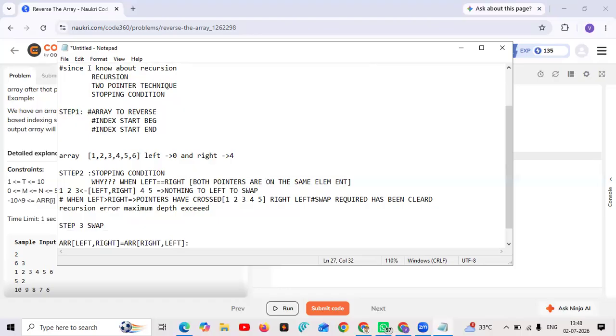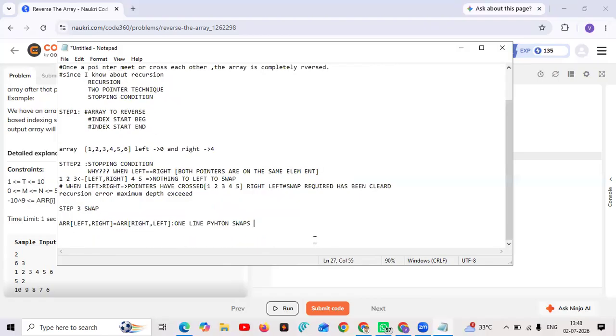So Python swaps both elements in one line. This is the benefit of Python, that many people use Java. I'm not against any language, it's totally up to you. But Python has this benefit that it is easy to implement. Now just try running the code.